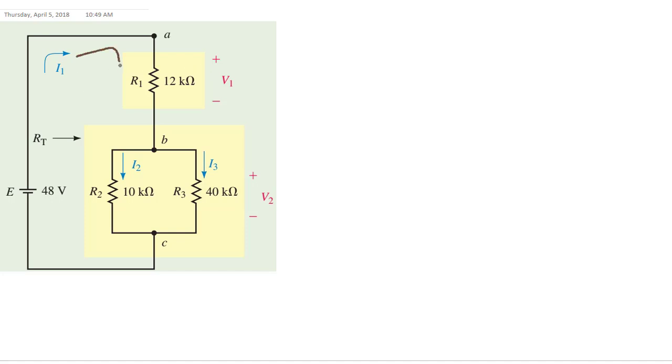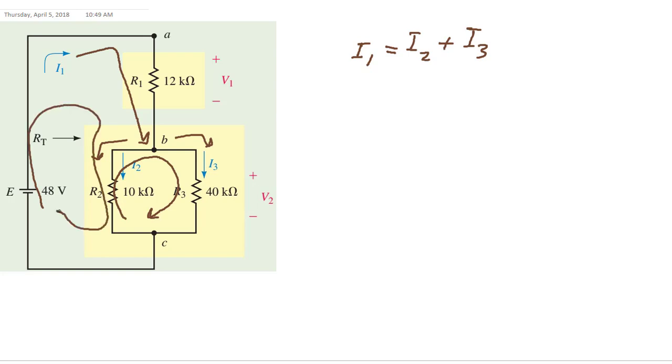We have a current that comes to this node, then it splits into two currents. So we have I1 equal I2 plus I3. So we have one equation with three unknowns. We need two more equations. The second and third equations can come from KVL. So we have one loop here, and we have two loops outside. This is one with the outer resistance and the inner resistance, and this is one with the outer resistance. We can choose any of these loops.